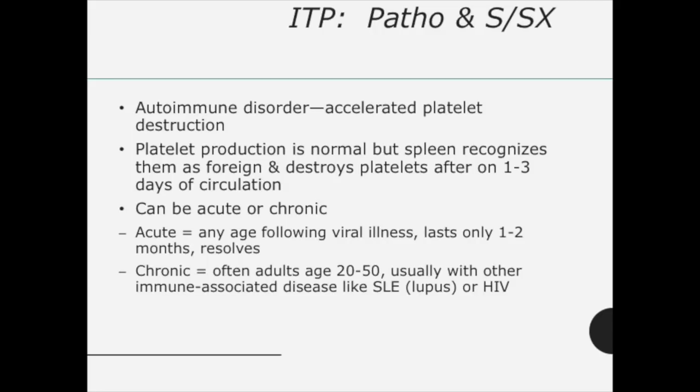So this can be acute or chronic. If it's acute, it will only last for like 1 to 2 months and then it'll resolve. But if it's chronic, this is going to occur in adults age 20 to 50, and it is usually with other immune associated diseases like lupus or HIV.